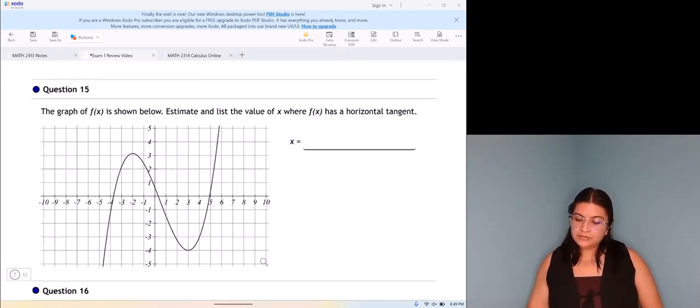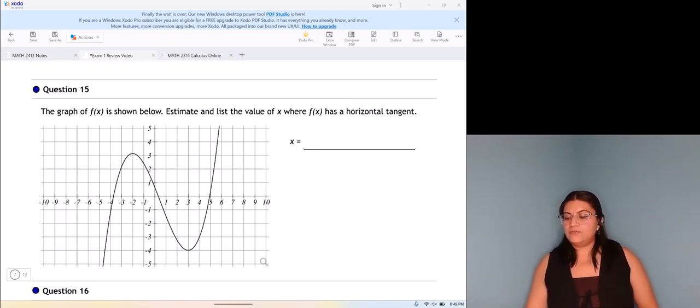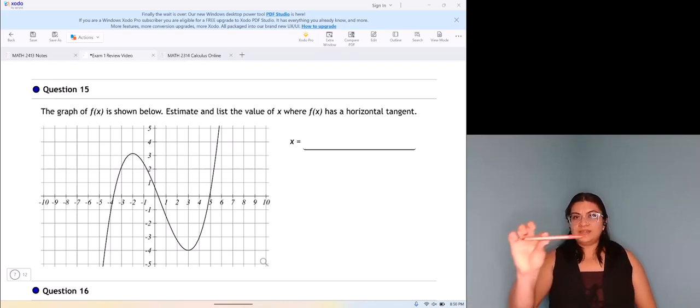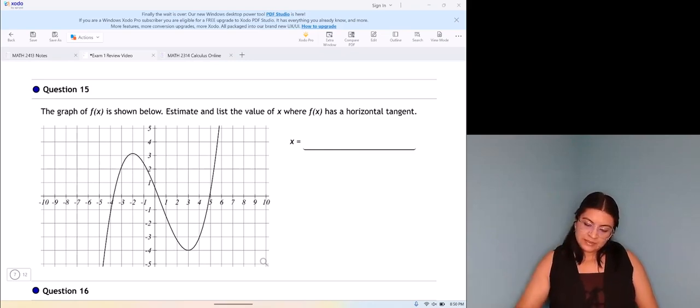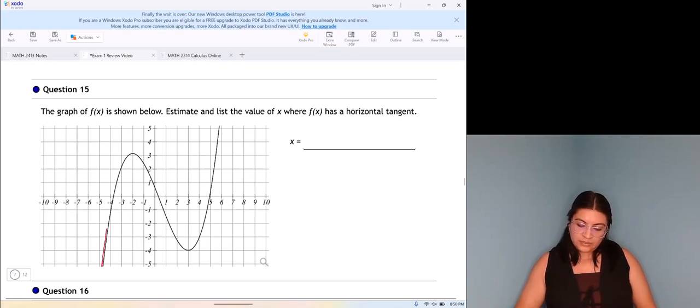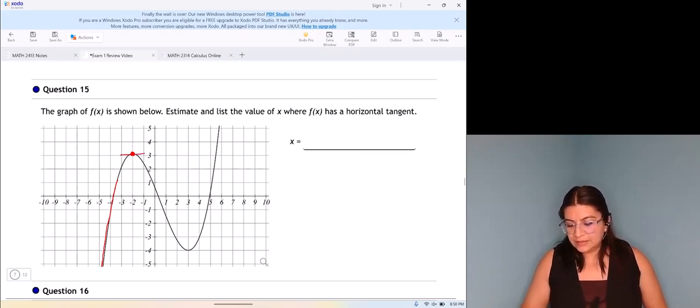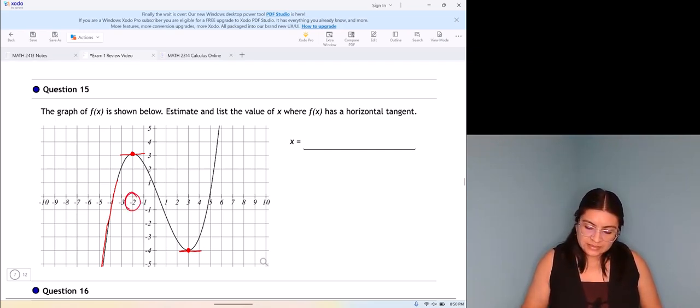The graph of the function is shown below. Estimate and list the value of x where the function has horizontal tangent lines. What is a horizontal tangent line? It's this here. So where do we have those? Here I'm coming this way. This is all increasing lines, increasing tangent lines. Over here, at its peak, we have a horizontal. Then all the other points over here, those are decreasing tangent lines. And then at its valley, we have another horizontal tangent. So the x value is x equals negative 2 and also x equals 3.